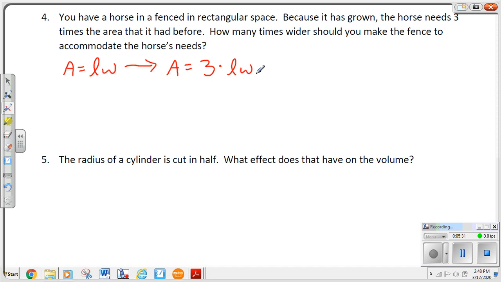If we're changing the width, and we can multiply in any order, we can take the 3 and apply it in front of the width to change this to say area equals length times 3 times the width. So this means that the width had to be 3 times the size. So the rectangular space will be 3 times wider.